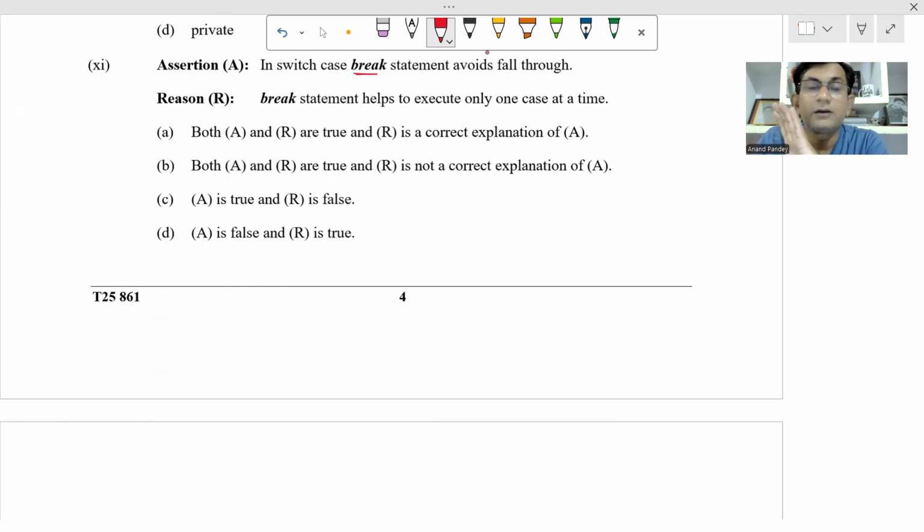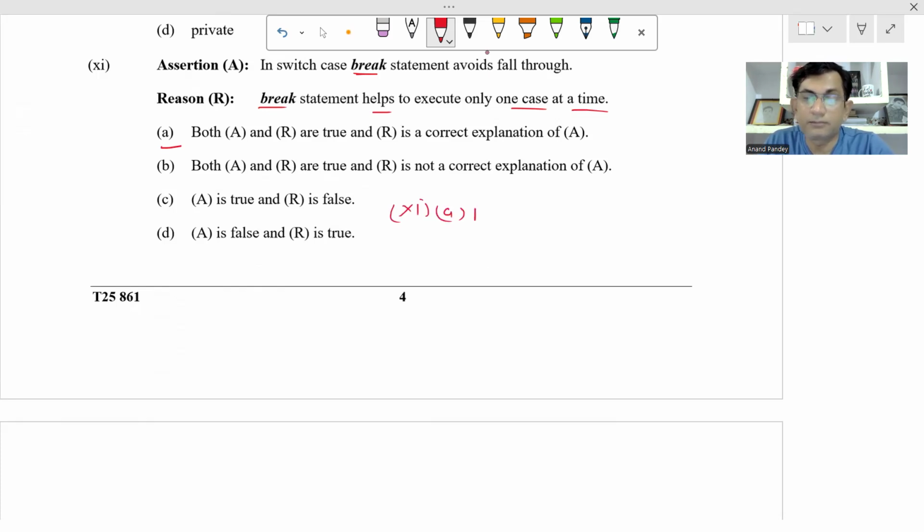Got it? Okay, then look, the reason is what? Break statement helps to execute only one case at a time. If control reaches break, the break statement helps to execute only one case at a time. If you are giving the break statement in each case, then one case at a time. So in switch case, break statement avoids fall through, and both A and R are true. So here we can say the answer A is correct. Both assertion and reason are correct and R is a correct explanation of A. So here you can write answer A, 11.